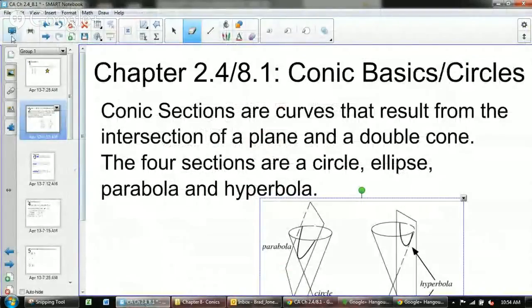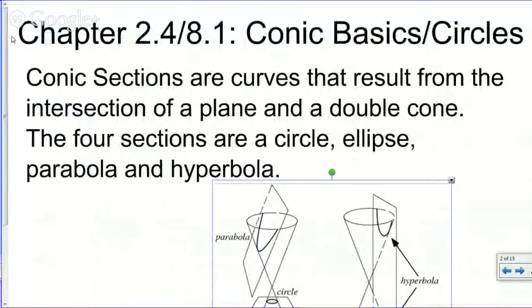Great. Today we're going to talk about chapter 2.4 from just a little bit and 8.1. This section talks about conics, conic sections, and specifically we're going to talk about circles. So conic sections are curves that result from the intersection of a plane and a double cone. The four sections are circle, an ellipse, a parabola, which we've talked about, and a hyperbola.